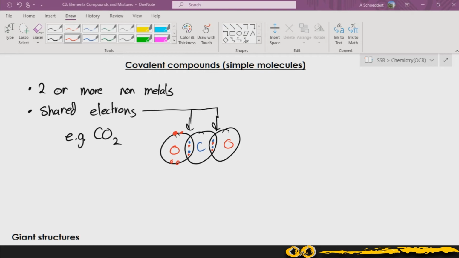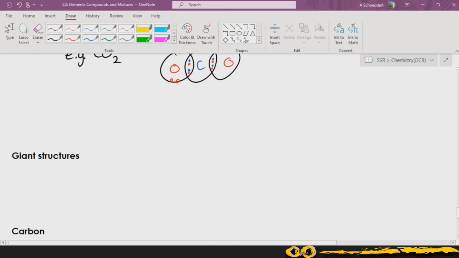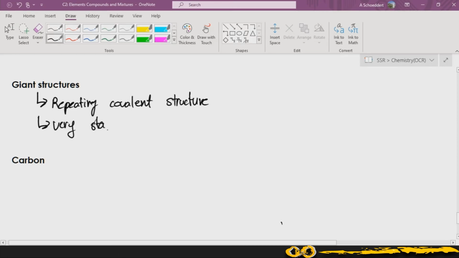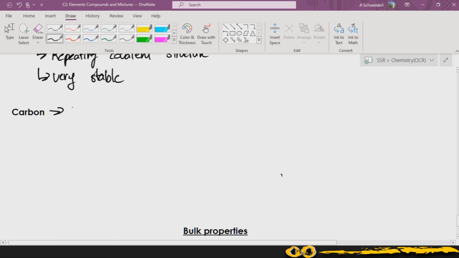These covalent compounds can also form giant covalent structures where you get a repeating covalent structure that is very stable and often useful. One of the best compounds to form these structures is carbon, and it will form what are known as allotropes, or different forms. One of the most expensive of these is diamond.